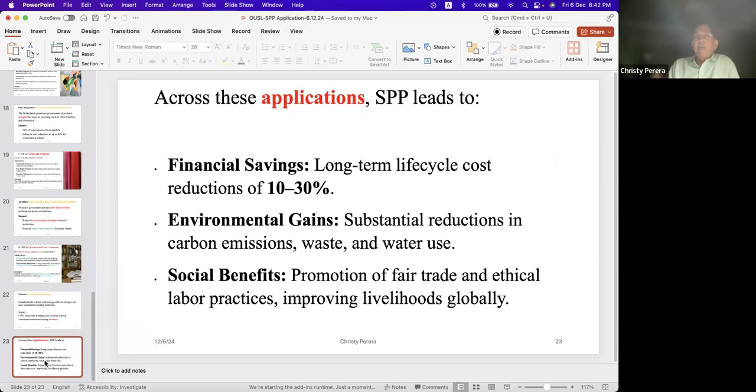SPP leads to a global summary. Financial savings, long-term life cycle cost reduction of 10 to 30%. I have taken only these three because these are the major items: financial, environmental, and social. Environmental gains, substantial reduction in carbon emission.